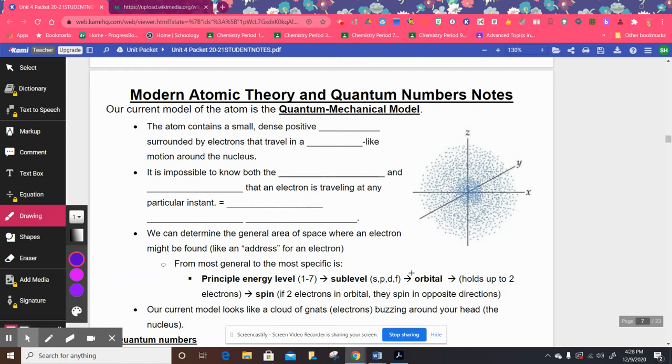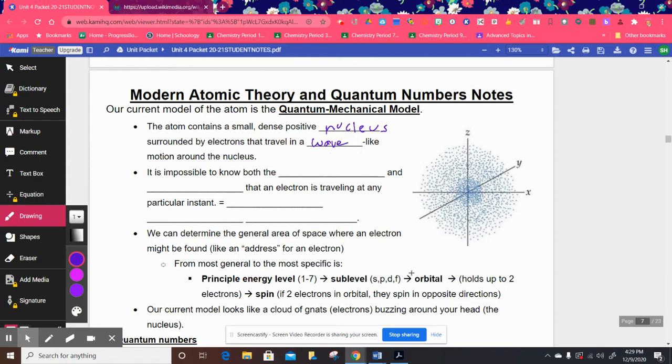The nucleus is going to stay the same. What we're going to learn about is how the arrangement of the electrons changes from Bohr's model to this new modern model of the atom. So we'll review. Remember, the atom has a small, dense, positively charged nucleus, so we can fill that in, surrounded by electrons that travel in a wave-like motion.